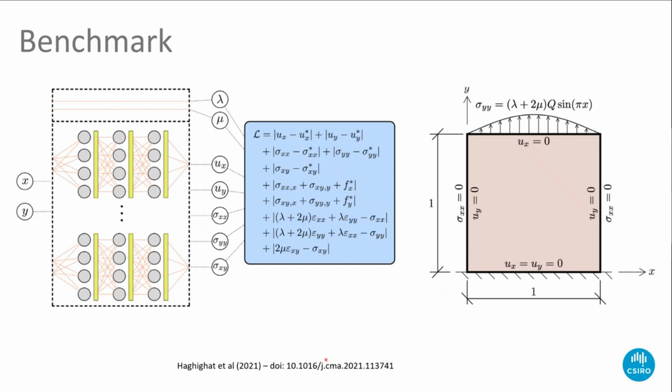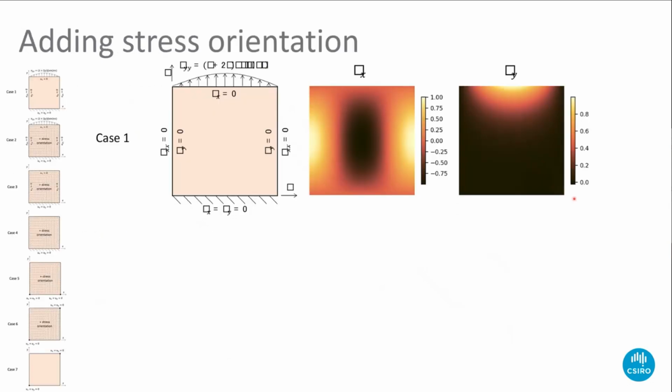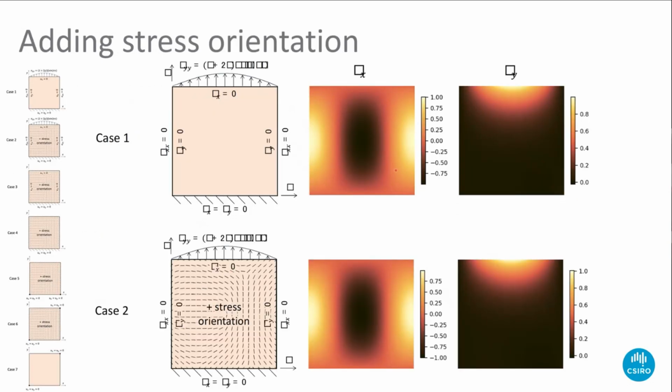So these authors, Haghighat et al., have shown that you can pick one of those benchmarks for which we have an analytical solution, and it does work, which is great. Not machine precision, but very good and definitely very interesting. So we've reproduced this, playing with it, but this time we've added a term to the loss function. This time we are looking at constraining the stress orientations because this is the data that we have available.